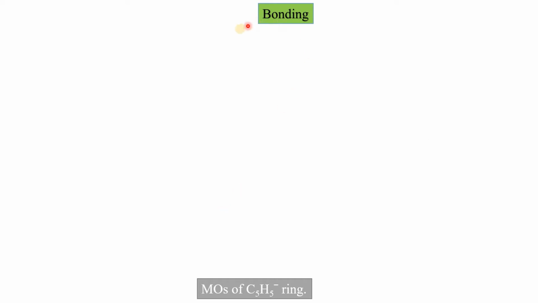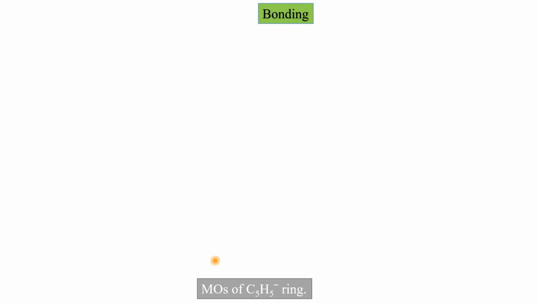The bonding part, let's discuss the bonding part. So first of all, we have to construct the molecular orbitals for the ligand. Here the ligand is the cyclopentadienyl anion, C5H5 minus. Just recall the molecular orbitals of benzene.